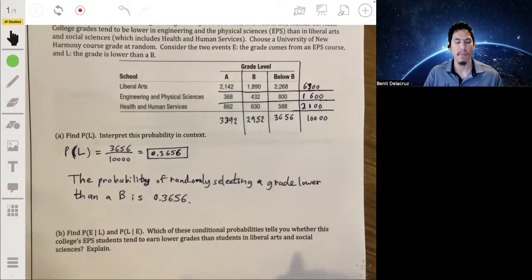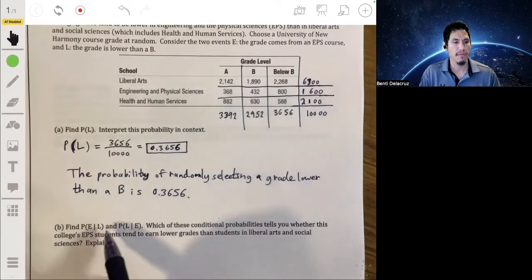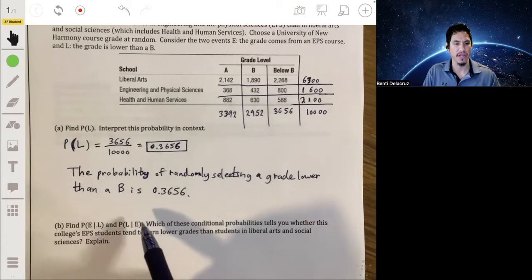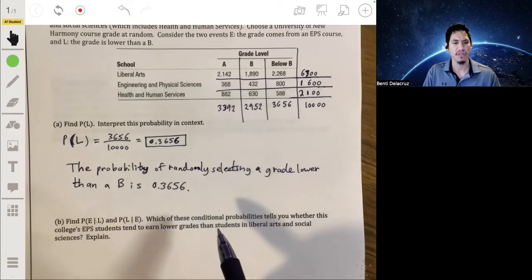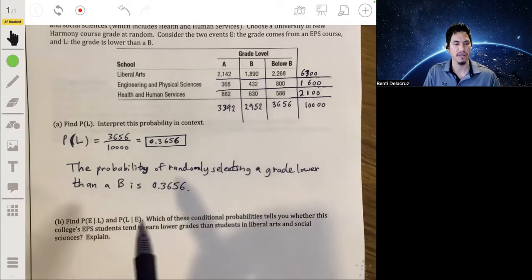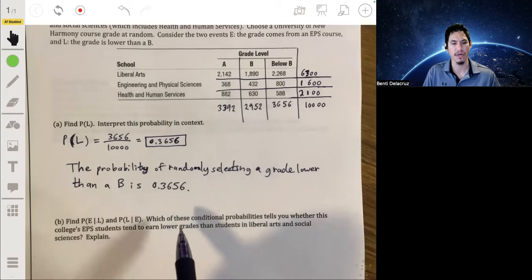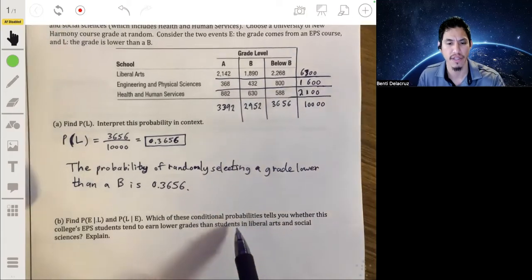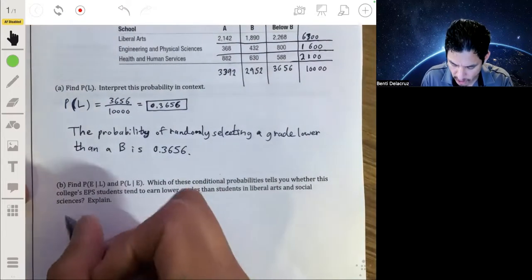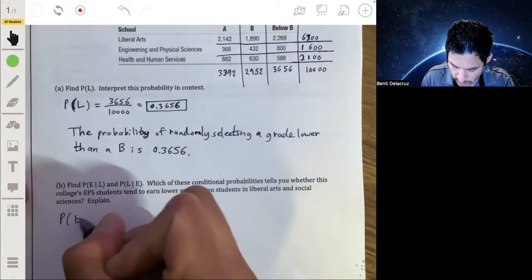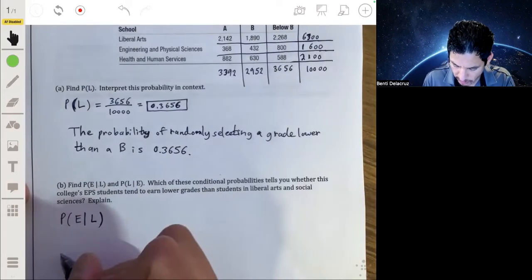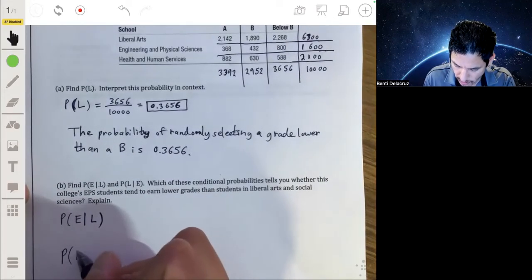Okay. Now, part B: find the probability of E given L and the probability of L given E, and then figure out which of these conditional probabilities tells you whether this college's EPS students tend to earn lower grades than the students in the liberal arts and social sciences. Explain. Okay, so let's set this up. The probability of E given L, and the probability of L given E.